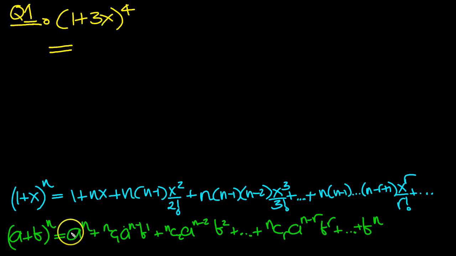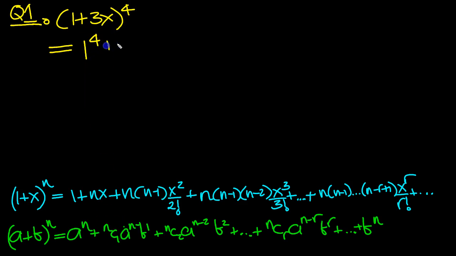So the first term, we descend the powers in the first term all the way down. So let's do that. The first term is 1. The second term b is 3x. And the power is 4. So it's a, the first term to the n. So a is 1. The power n is 4. So that's our first term.